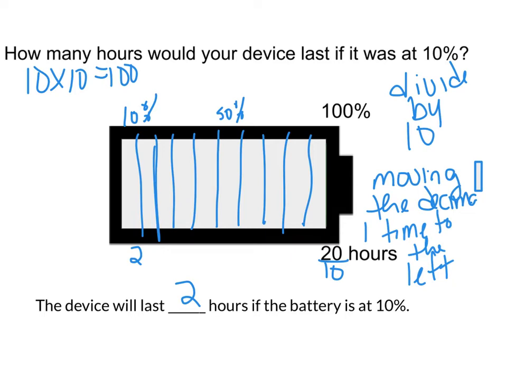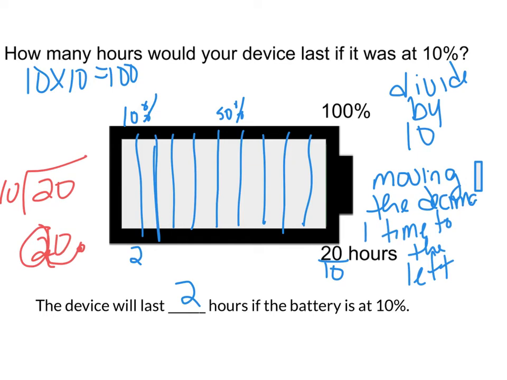So if it was at 20 and you're dividing it by 10, well, if I move the decimal, it's at the end. If I move it one time, that means my answer is 2. So all I did was move the decimal. So take away that 0 and you're done. So on your question, make sure you're putting 2 for the number of hours if your battery is at 10%. So write that down and then go to the next question.